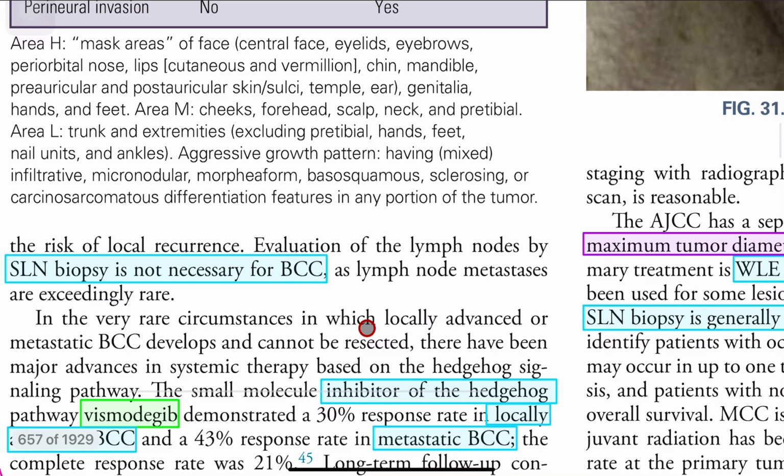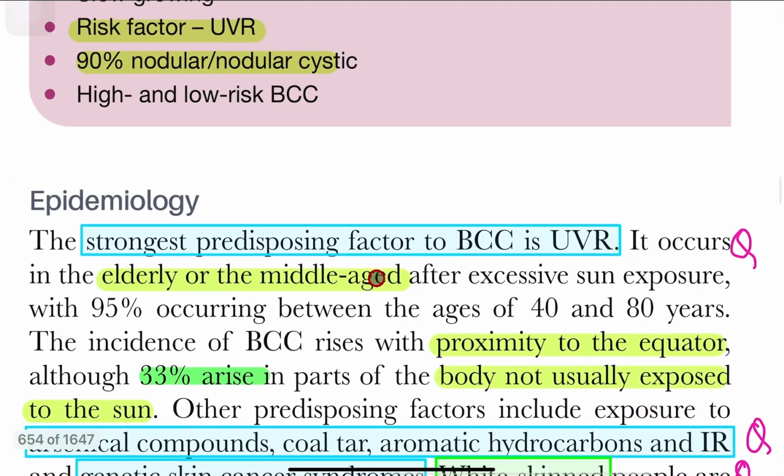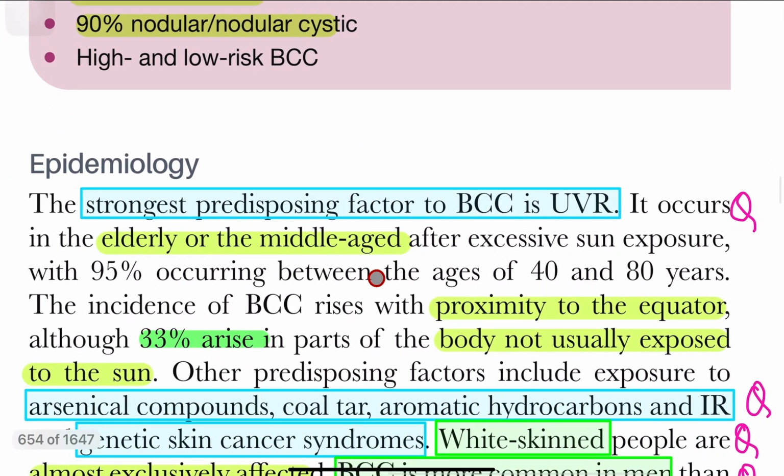Okay, let's see what is given in Bailey and Love. So Bailey and Love say, an extra point we'll discuss. It arises from the basal epidermis, that's why it's called basal cell carcinoma, and hair follicles. So it affects pilosebaceous skin, that you have to remember. Okay. And then they can ask what is the strongest risk factor for BCC. You have to remember UVR. Okay.